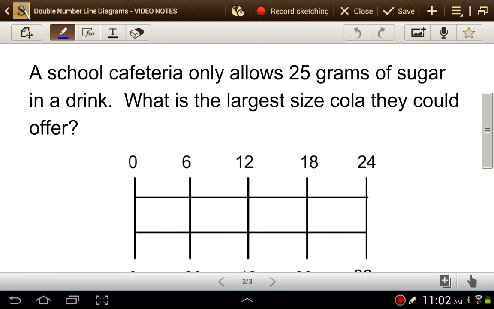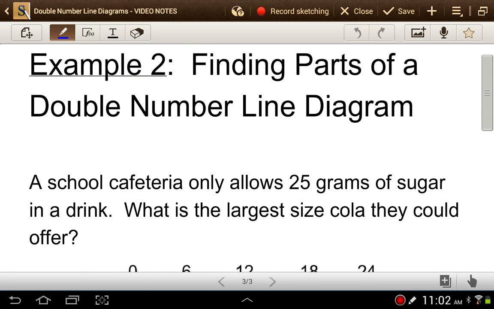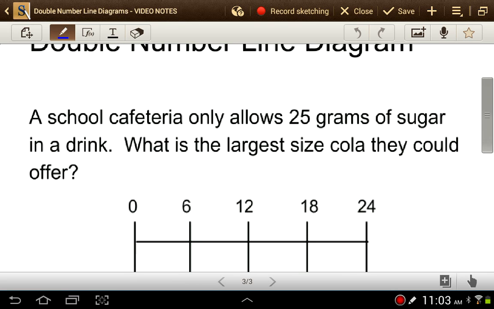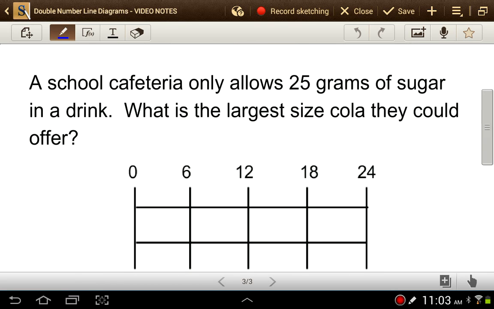In our next situation, example 2, we're finding the parts of a double number line diagram. Now we're going to read the double number line instead of just drawing it, and see if we can figure out the information based on it. I'm basically using the same ratio table we had before. Here's a question I want to answer. A school cafeteria only allows 25 grams of sugar in a drink. What is the largest size cola they could offer?